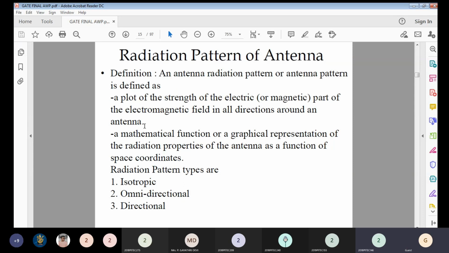We have two types of radiation pattern. One is called the field pattern. Another one is called the power pattern. Now we will see the field pattern concept.